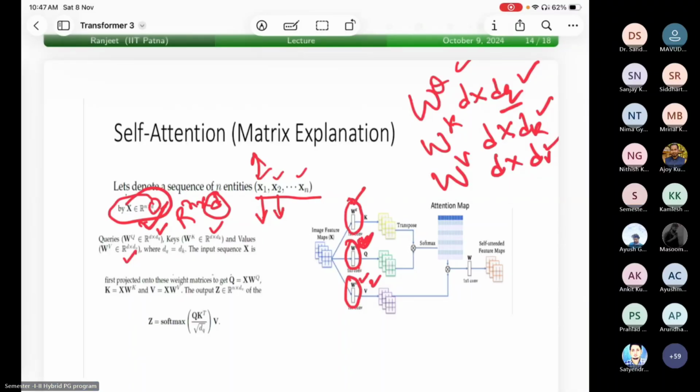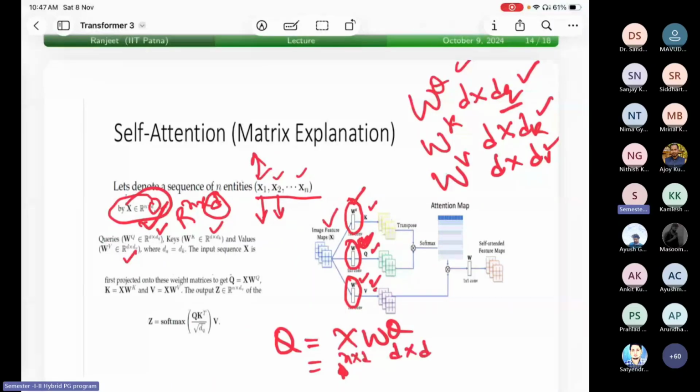Now what you have to do is project your X into K, Q, and V. If I write the equation, Q equals X into WQ. X is an n into d dimensional matrix, and WQ is a d into dq dimensional matrix. If you multiply these two, it will give you an n into dq dimensional matrix.